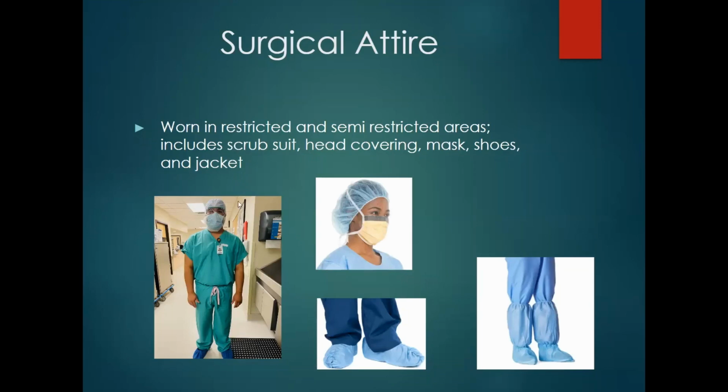It includes the head covering, which is your bouffant right up here, and your surgical mask. There's different kinds of masks. This blue mask is just a surgical mask. This orange one you see here comes with a face shield already included with the mask. You're going to have your shoe covers. Your basic shoe covers are these right here.